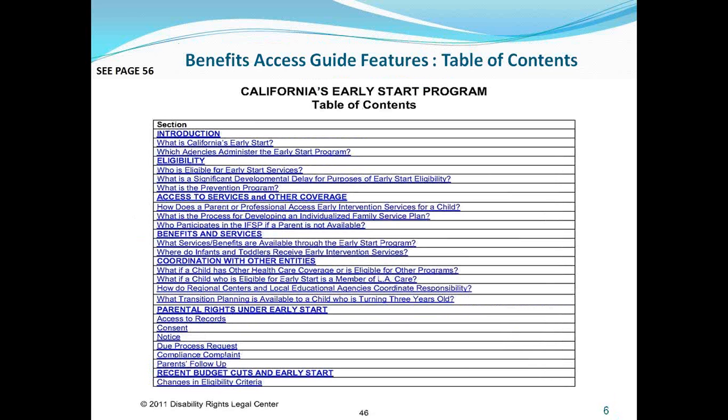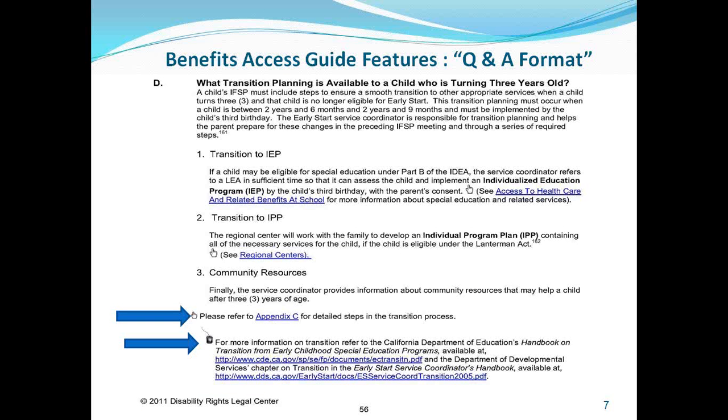Here you will find the table of contents for the Early Start chapter, which is made up of several different topics and questions that a user of the guide might have about it. In this case, we are looking for information about transition services, and the arrow directs you to the question, what transition planning is available to a child who is turning 3 years old? Clicking on that question takes us to the text related to the question that we have chosen.